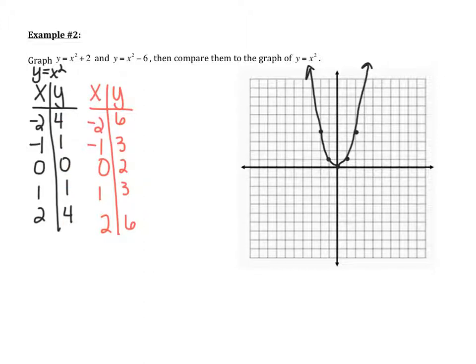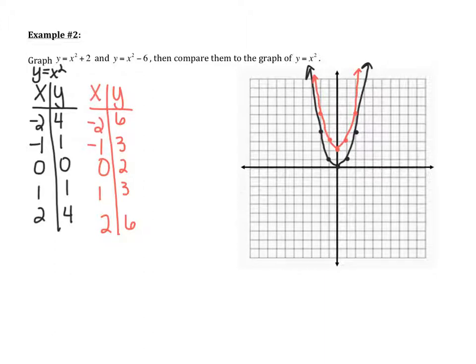So let's graph those points. So there's my 5 points, and now I'm going to connect them with one nice smooth curve to make our parabola. And there you have it. Notice that our graph did not get any skinnier. It basically just shifted up 2 units on the y-axis.